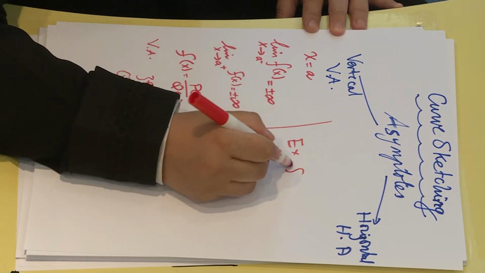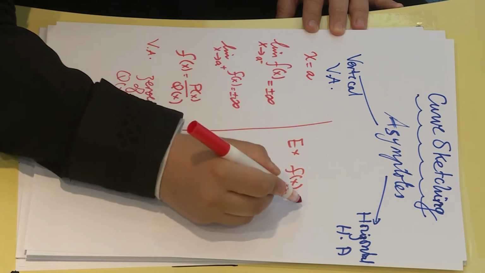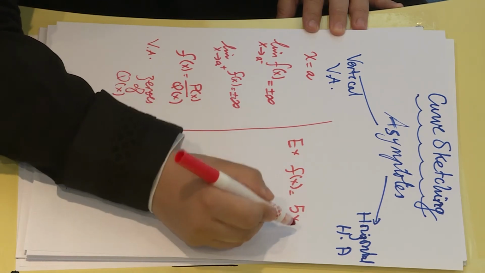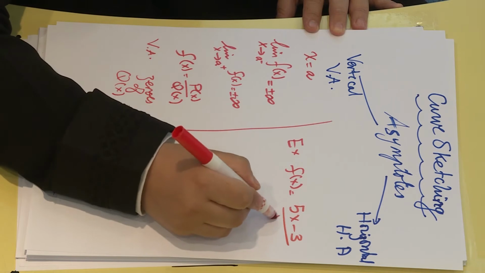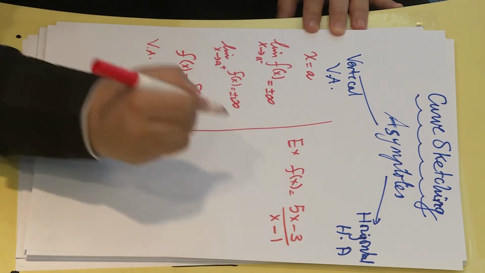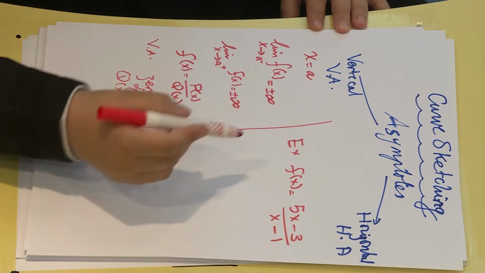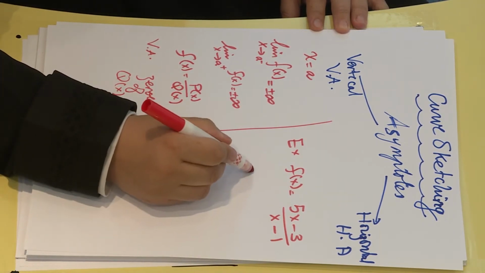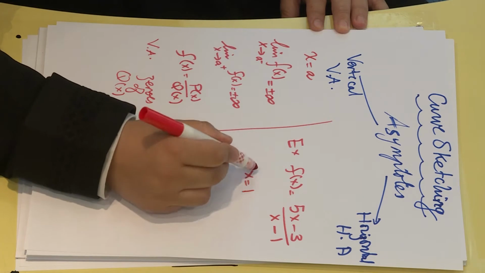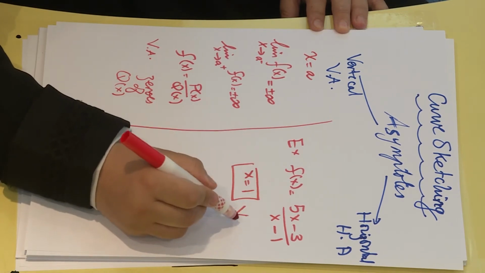Suppose I have a function f of x is equal to 5x, for instance, minus 3 over x minus 1. We can see that this is a rational function. Now, what are the zeros of the denominator? x equals 1. This is our vertical asymptote.